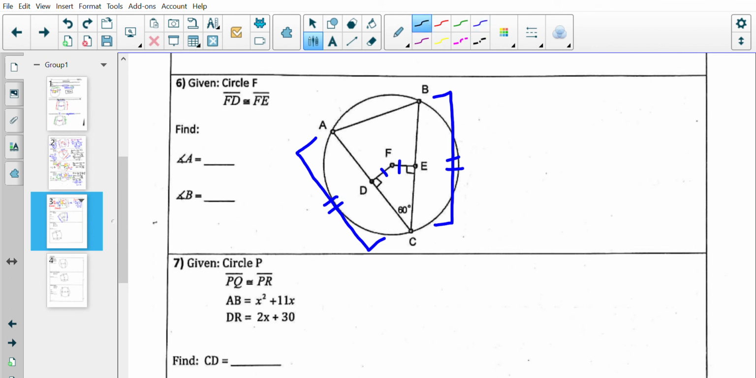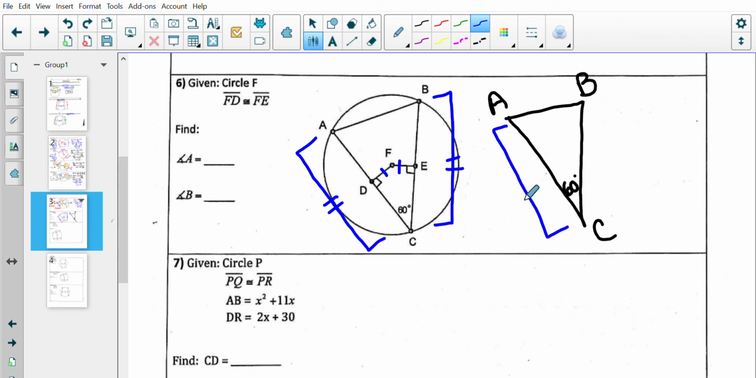So I want us to think way back when we were working with triangles. And I want you to look at this big triangle right now, A, B, C. We know angle C is 60. And we just concluded that AC is congruent to BC. If we have a triangle with the legs congruent, don't we also have the base angles congruent? So I know angle A and angle B have to be congruent. How am I going to find their measure?